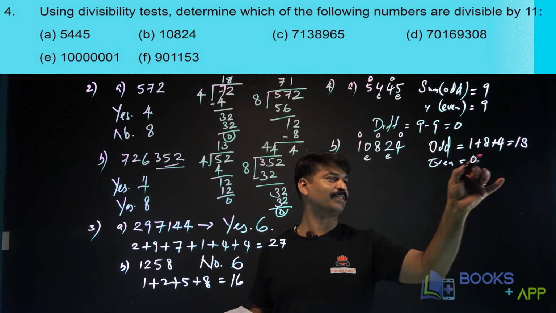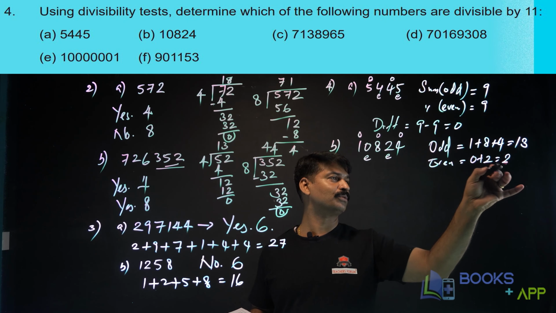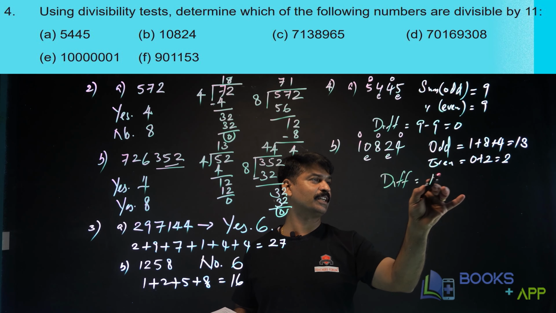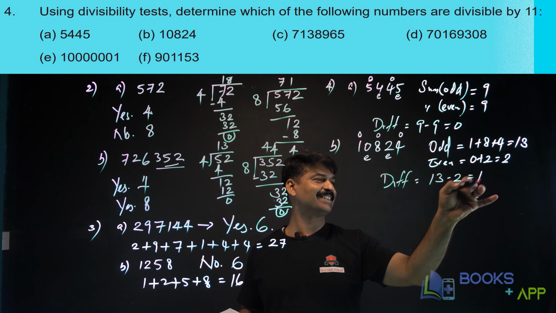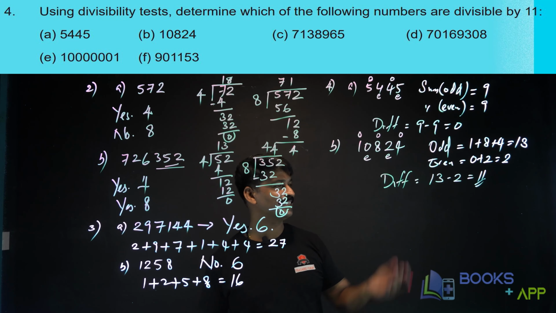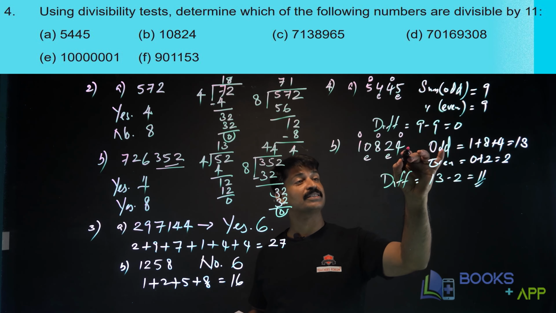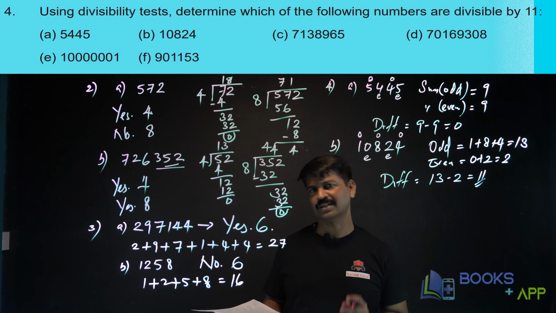Now the even placed numbers, when you add, what will you get? 0 plus 2, isn't it? What is 0 plus 2? That is 2. What is the difference? Difference is 13 minus 2, that is 11. So the difference is a multiple of 11. So what do you conclude? This number is divisible by 11. I think it is clear to you.